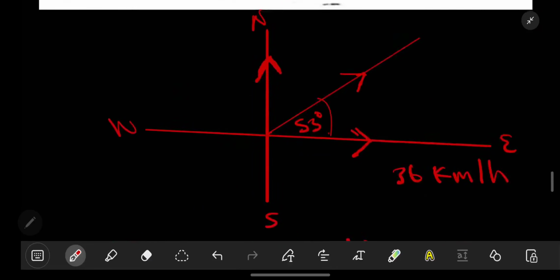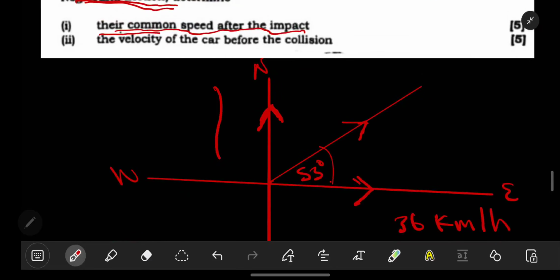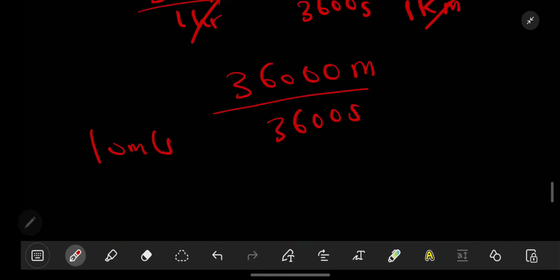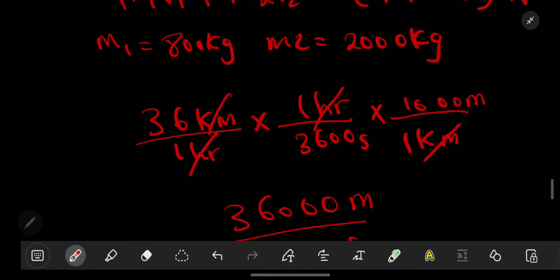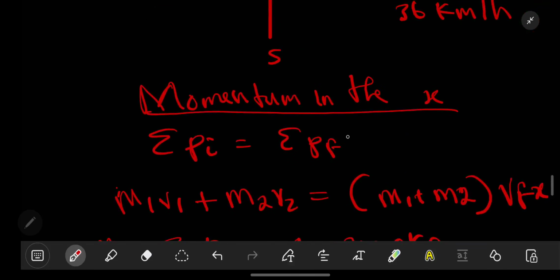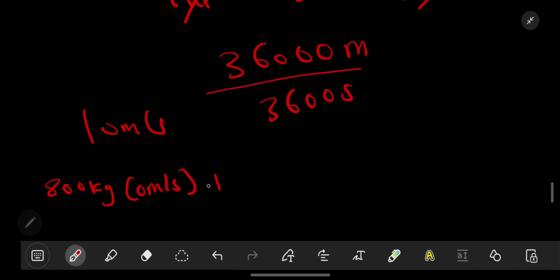For the car, do we know the x? The car was moving purely in the y direction, meaning its x speed is 0 initially. So M1 is 800 kg times the speed, 0 meters per second, in the x direction. Remember, this is momentum in the x. Then we have plus M2, 2000 kg, times 10 meters per second.